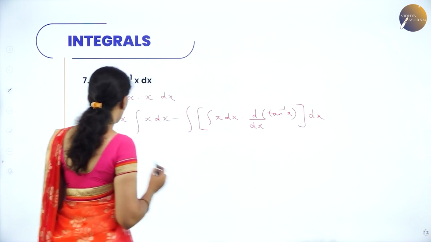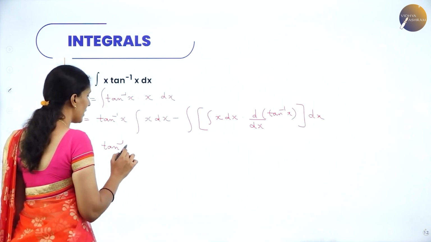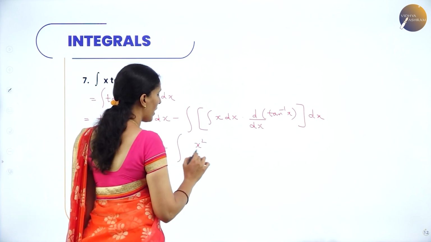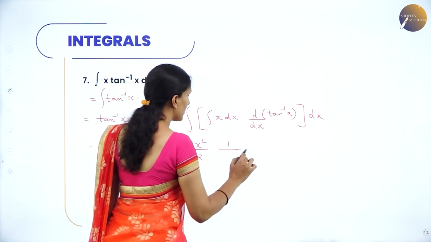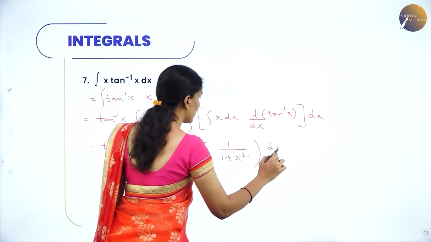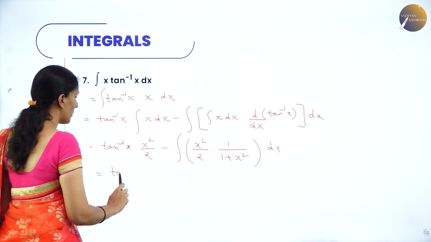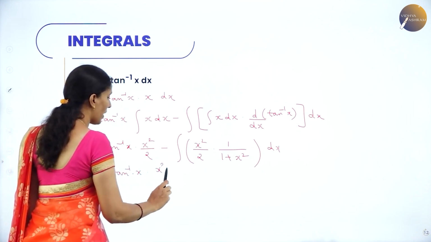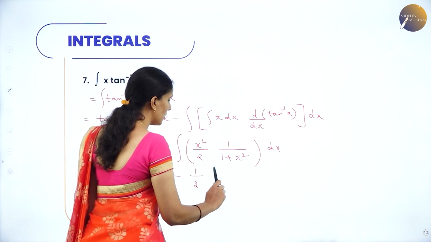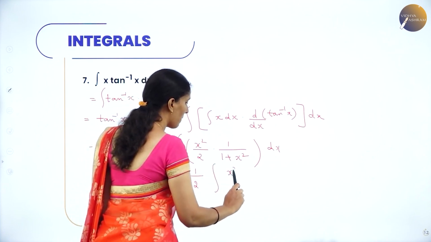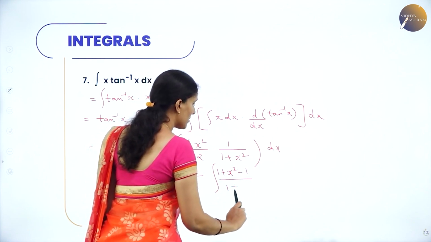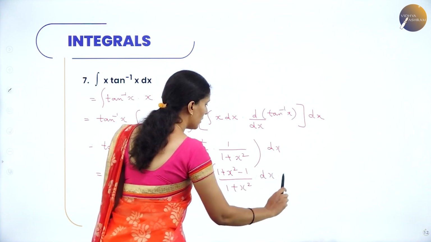with respect to dx. Now here we have tan inverse x, this is x square by 2, and here the integral of this is x square by 2 into derivative of tan inverse x, which is 1 over 1 plus x square with respect to dx. So I'll take 2 outside. So tan inverse x into x square divided by 2, and here I'll take 1 by 2 outside. In the numerator you can observe we have x square. So let me add 1 and let me subtract 1. 1 plus x square with respect to dx now.